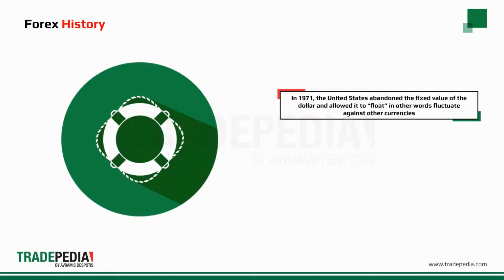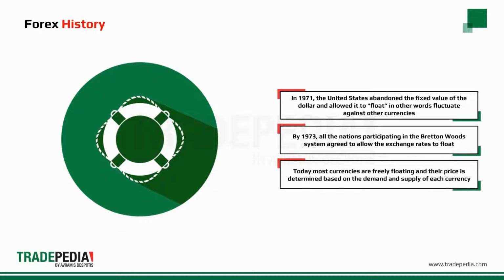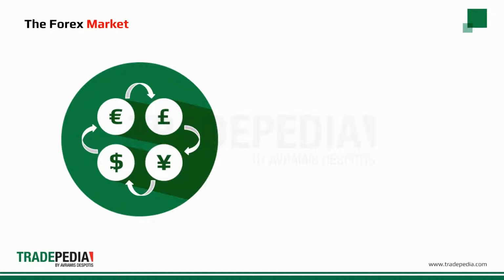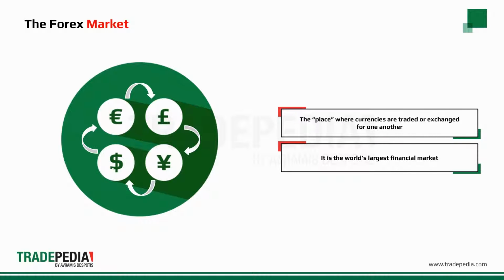In 1971, the United States abandoned the fixed value of the dollar and allowed it to float, in other words, fluctuate against other currencies. By 1973, all the nations participating in the Bretton Woods system agreed to allow the exchange rates to float. Today, most currencies are freely floating and their price is determined based on the demand and supply of each currency. The foreign exchange market, or Forex market, is simply the place where currencies are traded or exchanged for one another. It is the world's largest financial market in terms of volume traded.